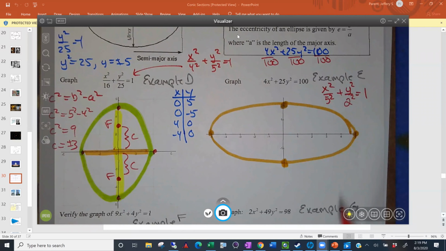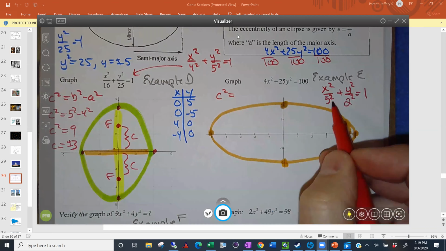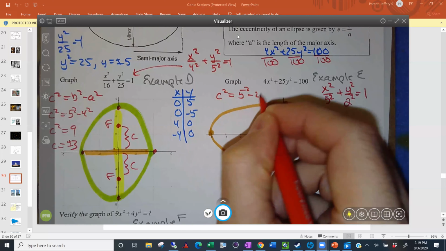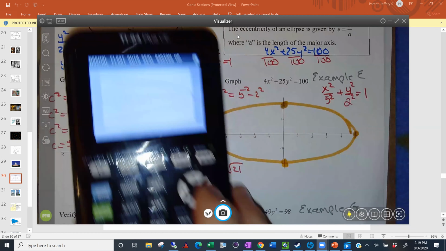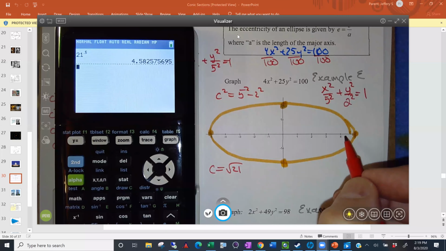And last but not least, we need to find c. So c squared is going to be the difference of these two things squared. So 5 squared minus 2 squared. c is going to be the square root of 21. And I don't know exactly what that is. It's going to be 4 something. So 4.6.